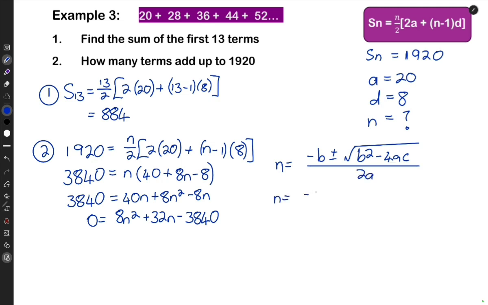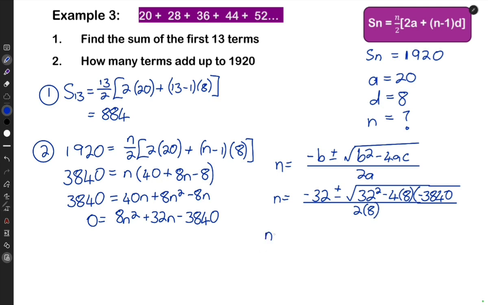Okay, so in this case, my b value is negative 32, sorry. Okay, sorry, my b value is 32, but the formula had a negative in it. So minus 32 plus minus the square root of 32 squared minus 4a and then c. Okay, all over 2a.